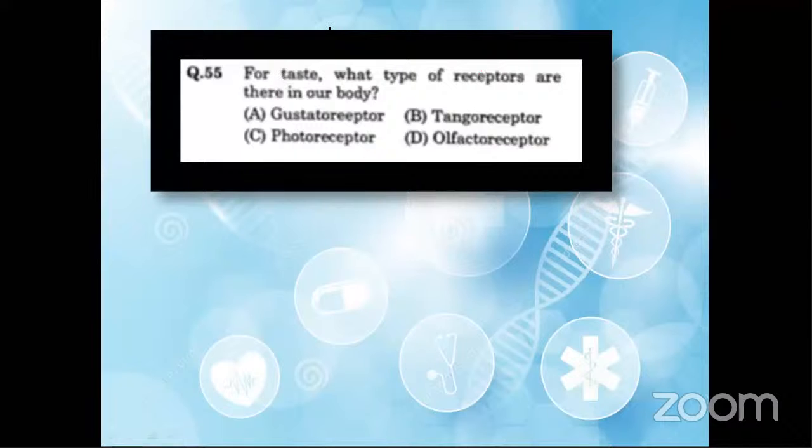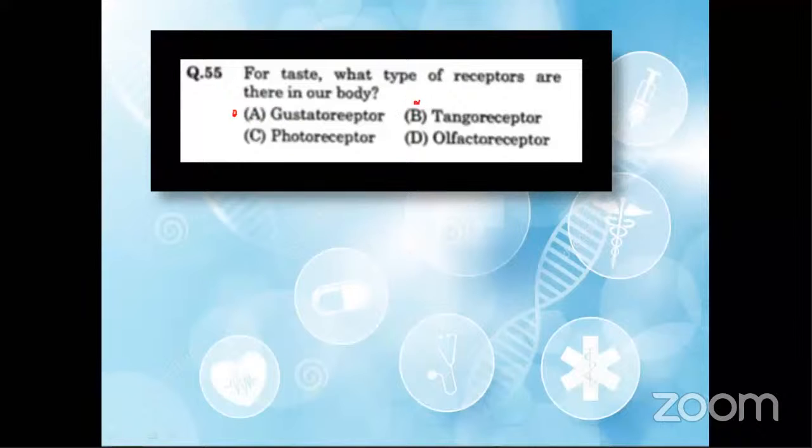Okay. We have tasted many delicacies during Diwali. Let's see which receptor present in the body tells you the taste. For taste, what type of receptors are there in our body? Is it the gustatory receptor, the tango receptor, the photoreceptor, or the olfactory receptor? Gustatory. Okay, there are some votes for gustatory. There are some votes for B, that is tango receptor.